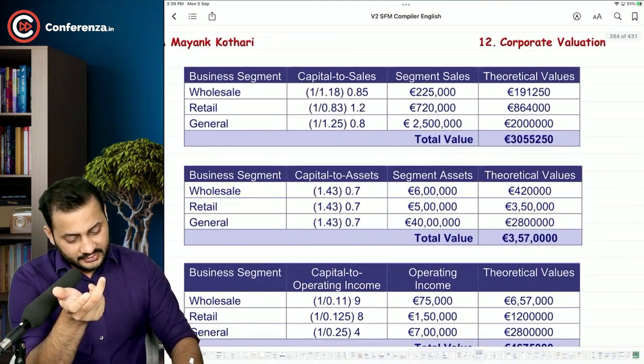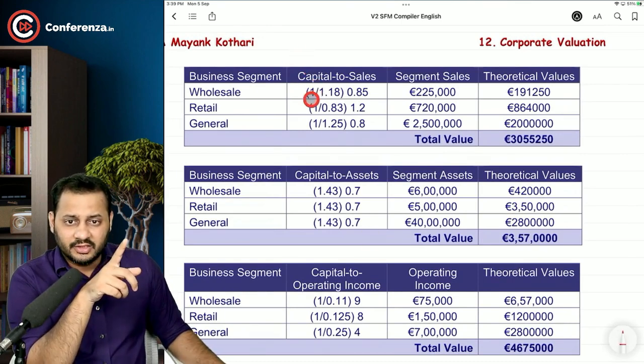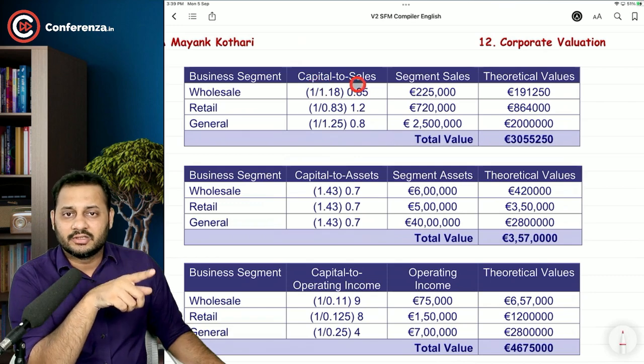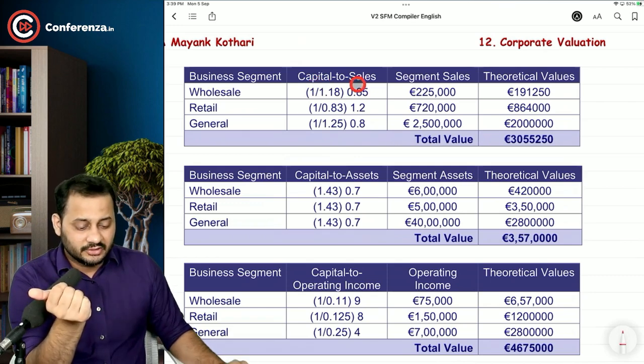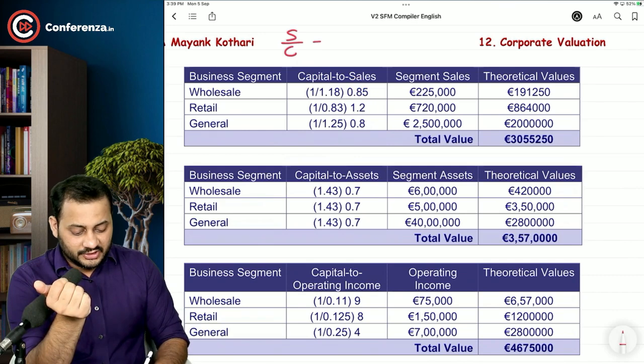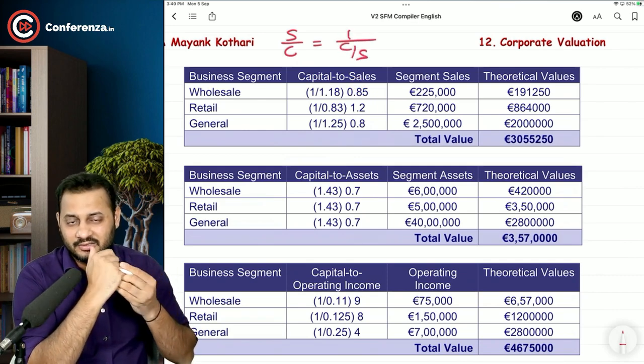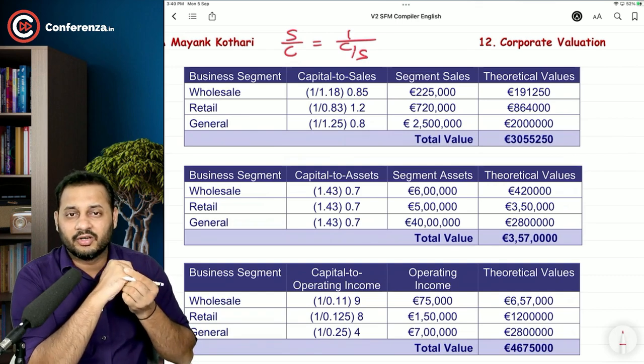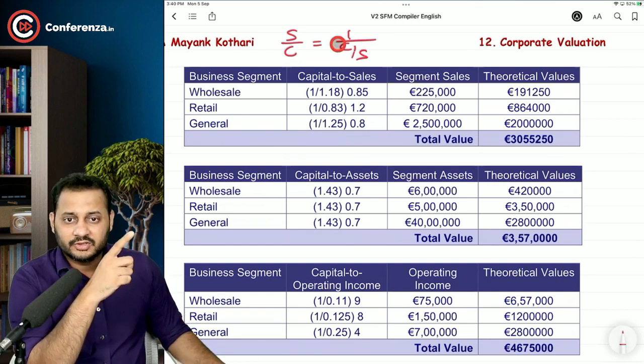See, you can clearly see here what the question has done. 1 divided by 1.18. Now it is capitalization to sales. Earlier it was sales to capitalization. Sales to capitalization can be converted into 1 by capitalization to sales. You know, the bid and ask, or direct to indirect quote. So it is like that.